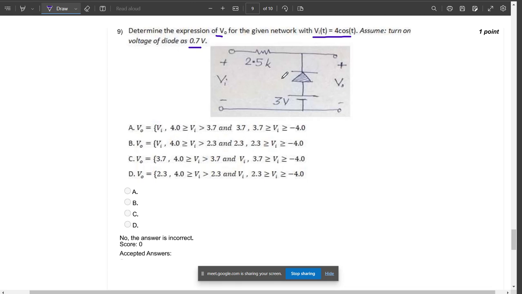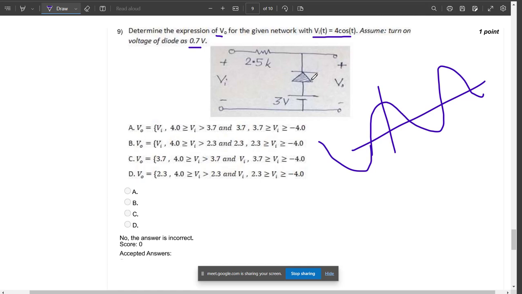Okay. And our current is not DC, it is something like this, going something like this. And there is a 3 volt battery attached to the circuit, and now you have to find out the value of VO. Understood the question? Yes, ma'am. You have to give the expression of VO.